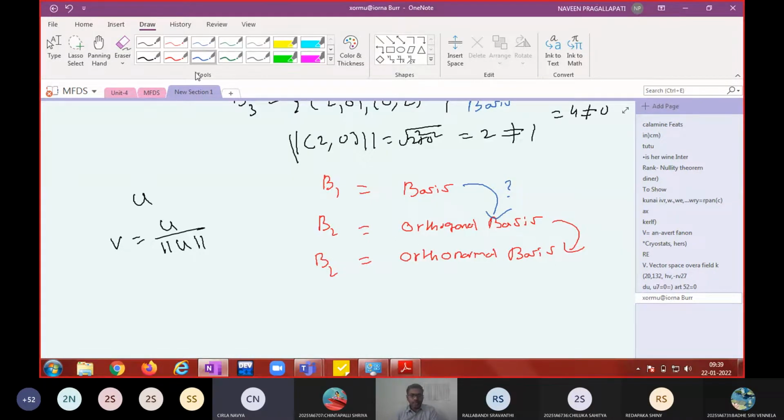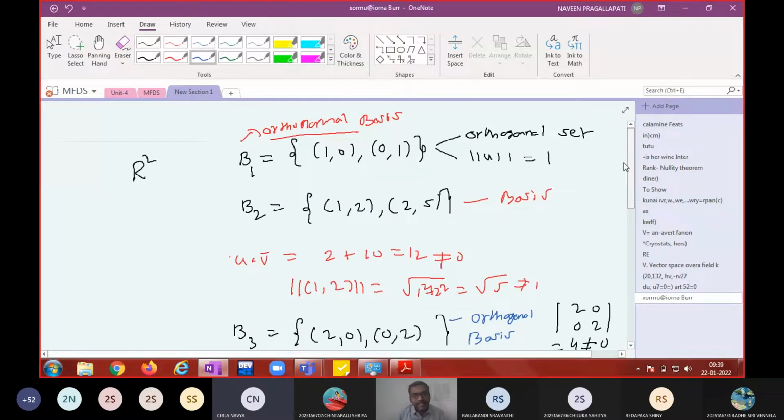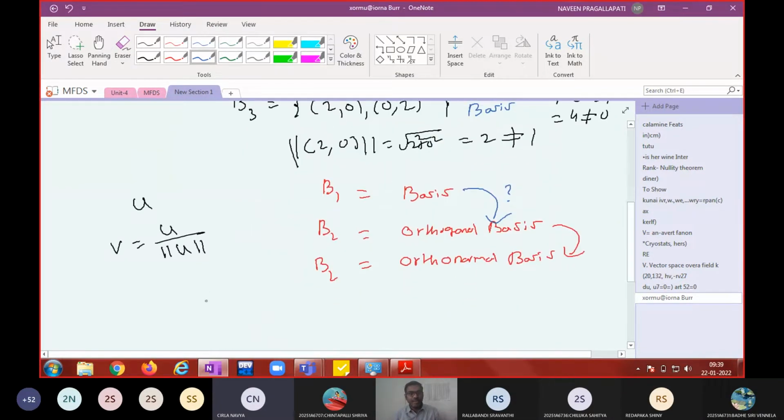So now I'm going to proceed. Is it clear so far? A basis can be just a basis, an orthogonal basis, or an orthonormal basis. Orthogonal basis means any two vectors are orthogonal. What do you mean by orthogonal? Inner product of any two vectors must be 0. What do you mean by unit vector? If the norm of the vector is 1, that is called a unit vector, and you can always normalize a vector to get a unit vector. Just divide the vector by its norm, then the resultant vector is a normalized unit vector. If u is a vector, this can be called a normalized unit vector.